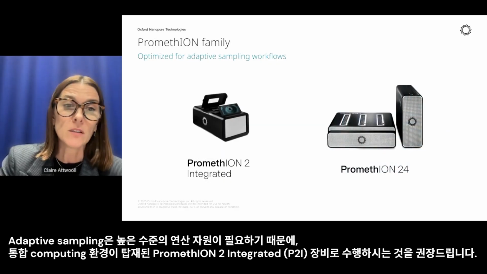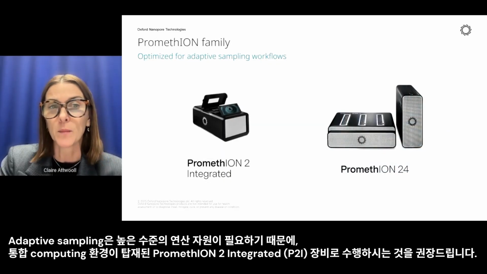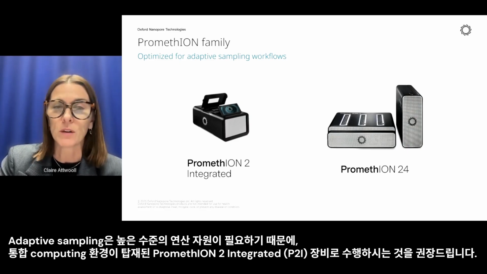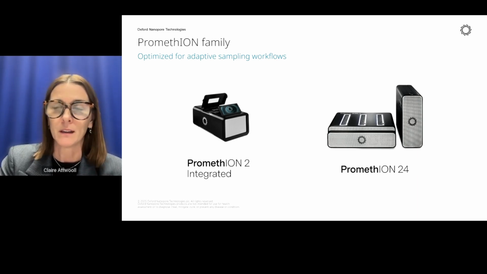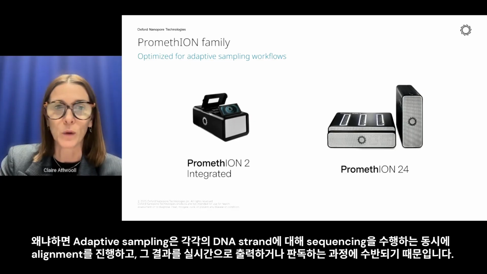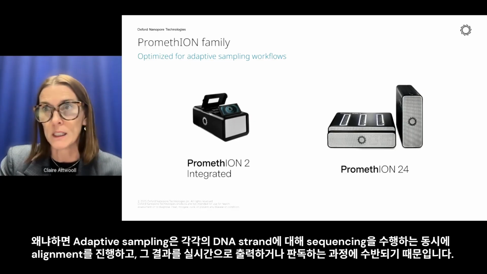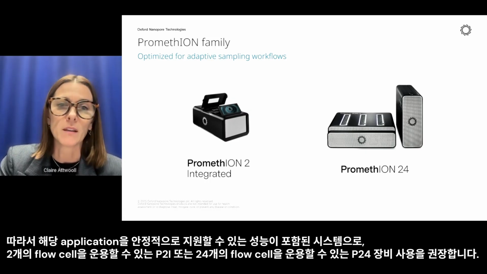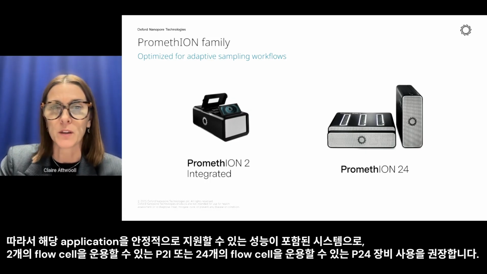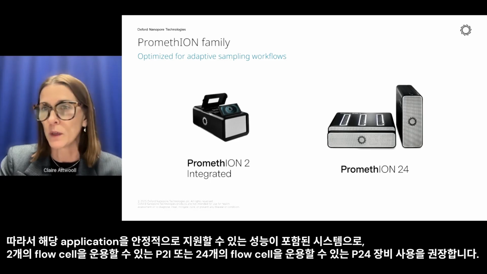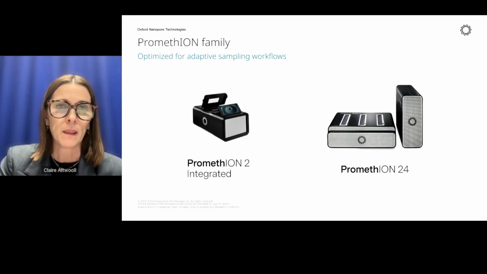We recommend running on the PromethION, either the P2i, as we call it, PromethION 2 integrated, which has integrated compute, because it is quite compute heavy, as you can imagine, where every strand we're sequencing, aligning, and then spitting back out or reading. So we recommend either the P2i or the P24, so either 2 flow cells or 24 flow cells, and each of those come with compute that we know can support the application.